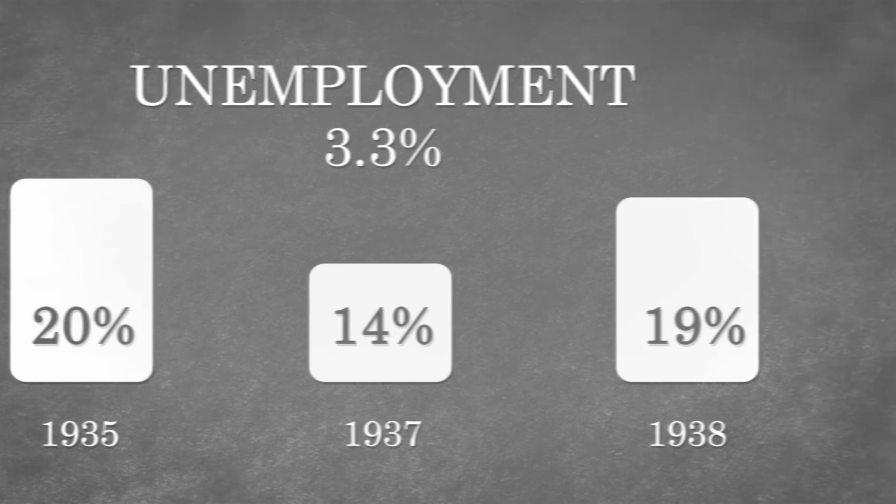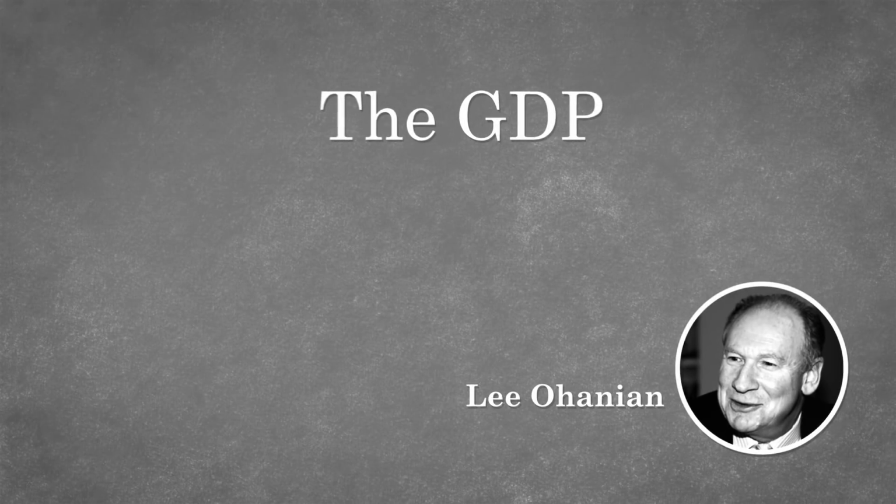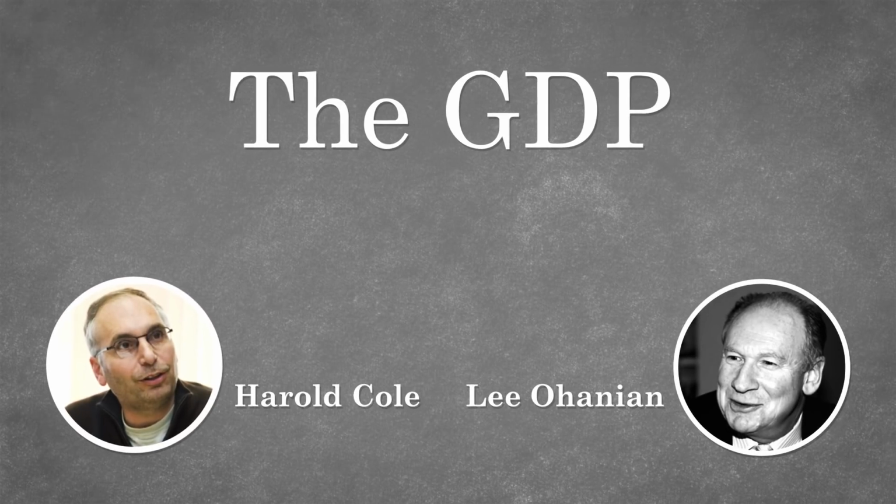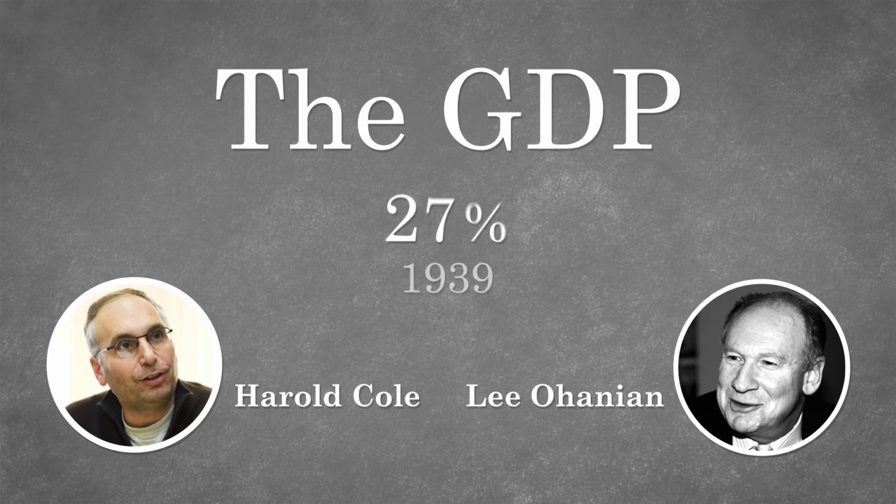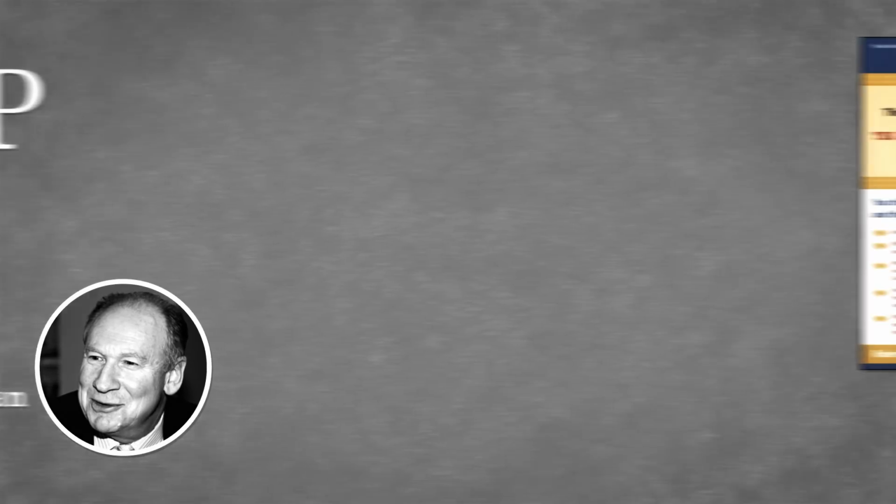True, the GDP grew, but the economists Lee E. Ohanian and Harold L. Cole estimated that in 1939 it was 27% below its long-term trend, meaning the economy was recovering slower than it should have. Moreover, it is also untrue that the Second World War pulled the US out of the Depression.